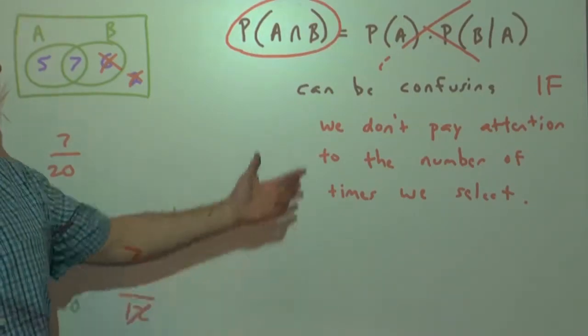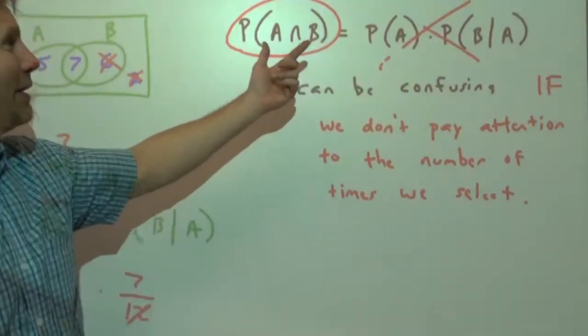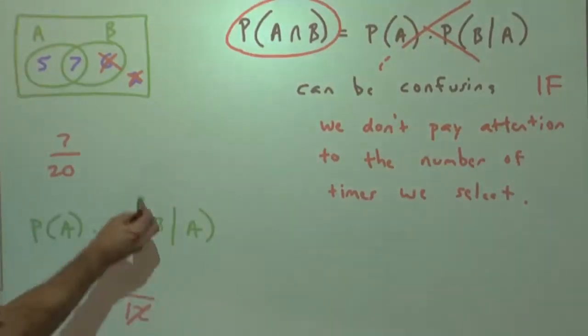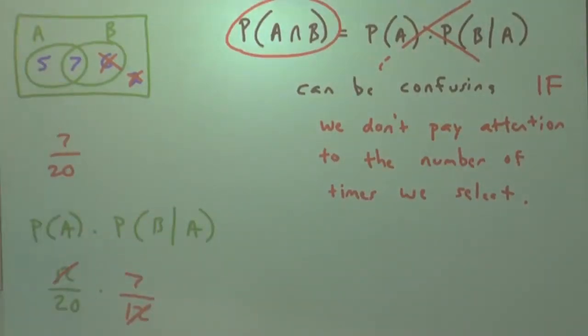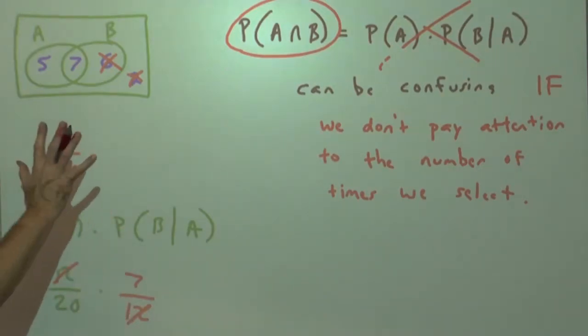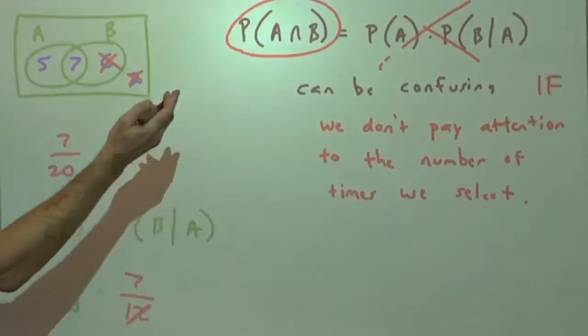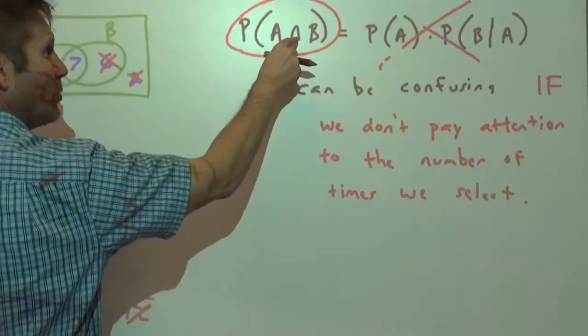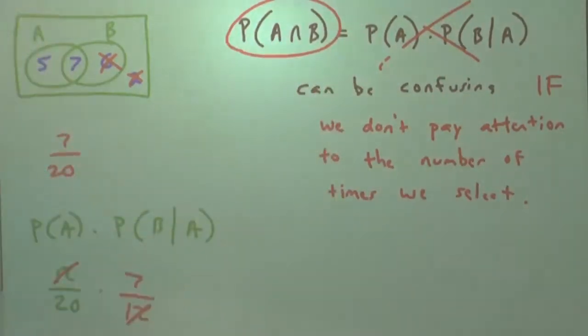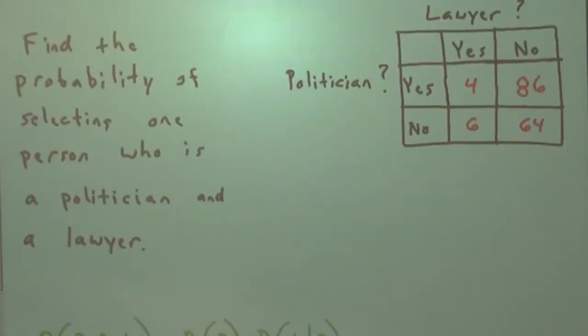So my point would be, why would you want to use that ugly formula, in this case for intersection, when you know you can just go find the probability of the intersection right there? Okay, so hopefully that makes sense, that we could use that formula for intersection, but that formula is better used when we're selecting two or more things.